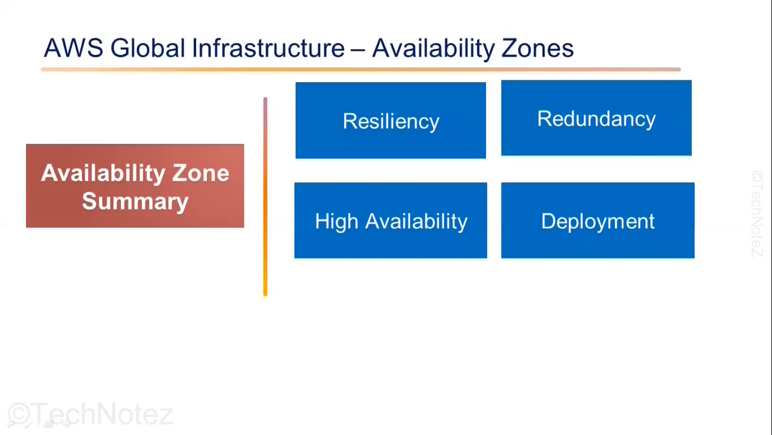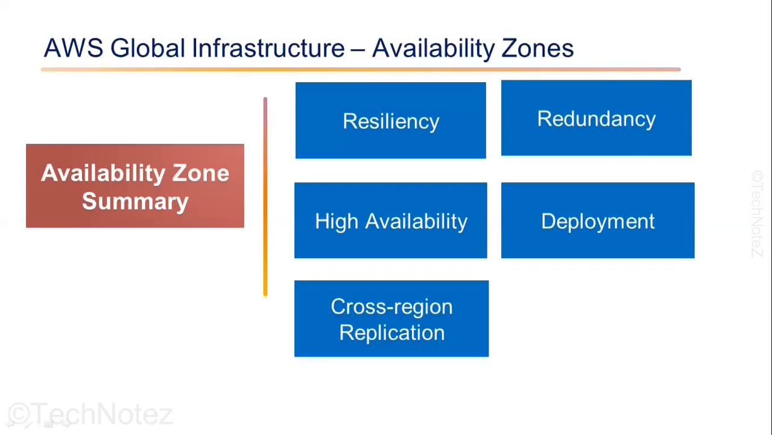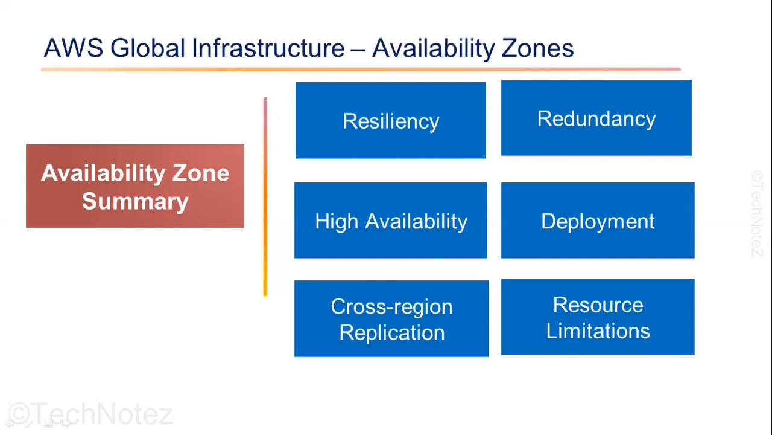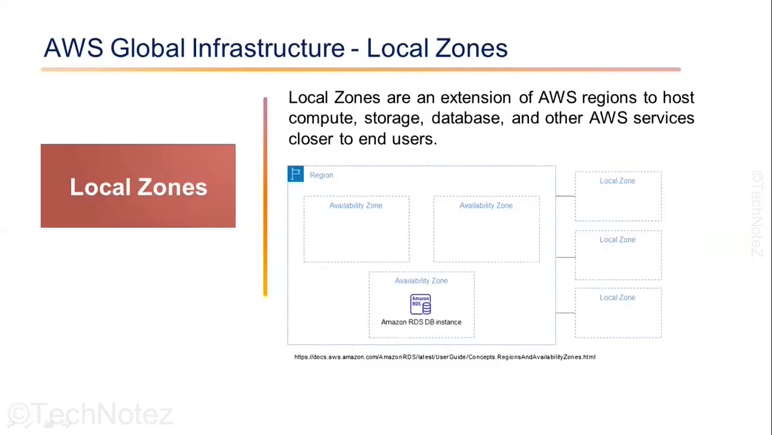The cost of deploying the resources across multiple availability zones may be higher than deploying the resource in a single availability zone. AWS also provides cross-region replication to help you replicate data between regions. AWS availability zones may have resource limitations such as the number of instances that you can launch or the type of instances that are available in a specific region. So when you are designing your application for AWS, you should consider all these points before hosting your infrastructure on the AWS cloud. Next, let's talk about AWS local zone.